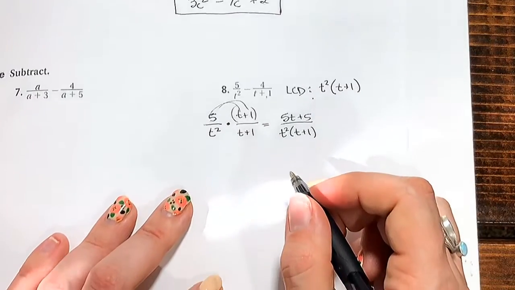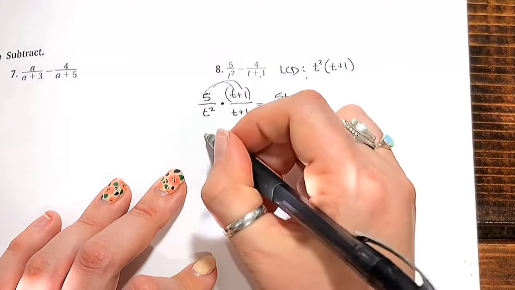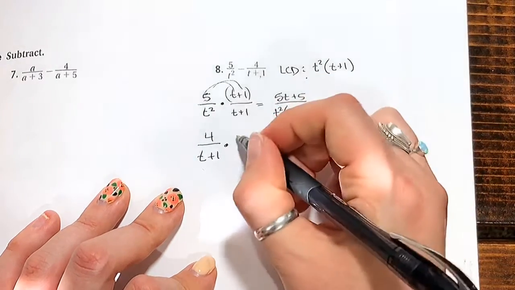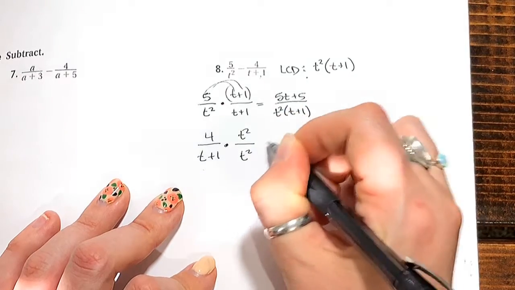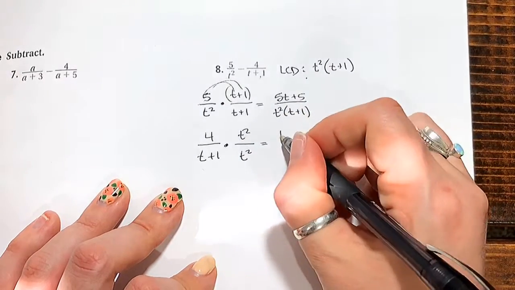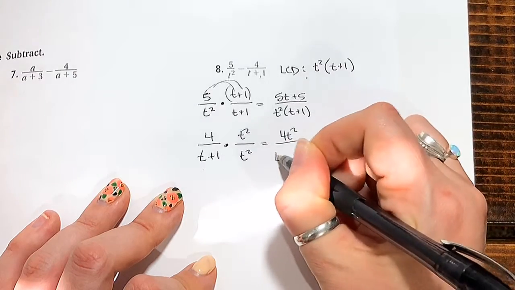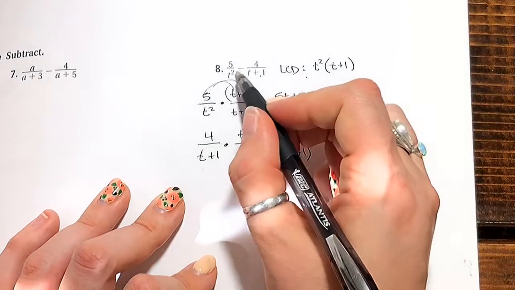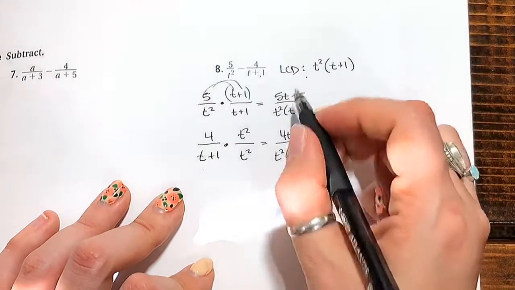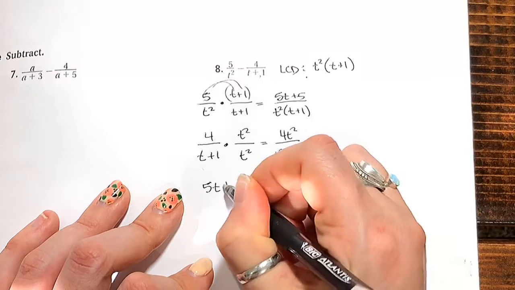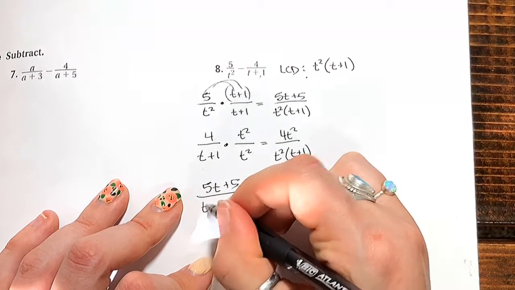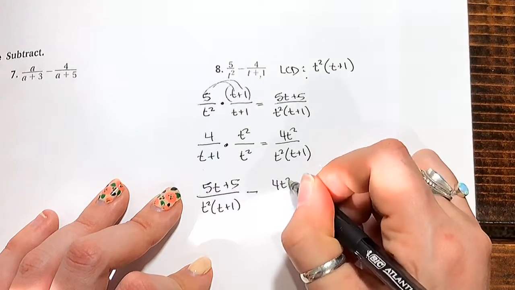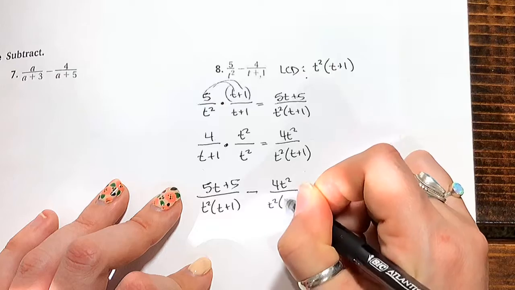And then our second fraction, we have that 4 over t plus 1. I'm going to times it by the missing t squared on the top and bottom, so that I get 4 times t squared on the top, and then we have the LCD on the bottom that we need. So this one was a subtraction one, so make sure you're getting your signs right. We're going to take that first fraction, 5t plus 5, over the LCD, and we're subtracting the second fraction, 4t squared, over the LCD.